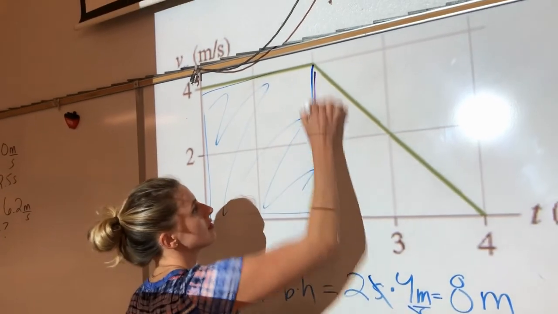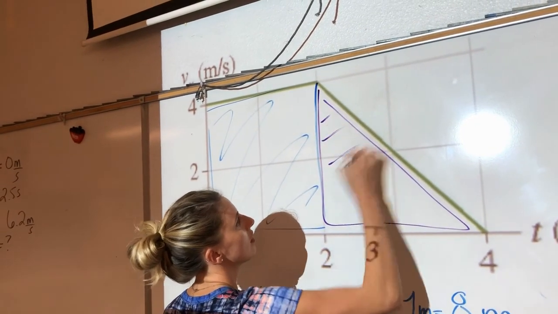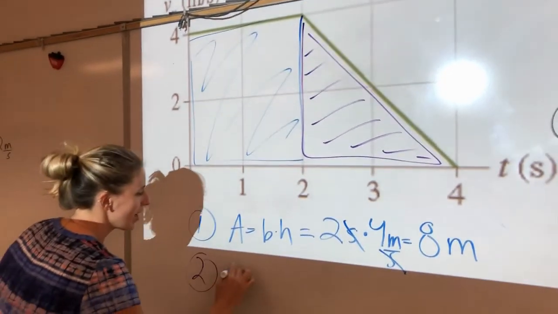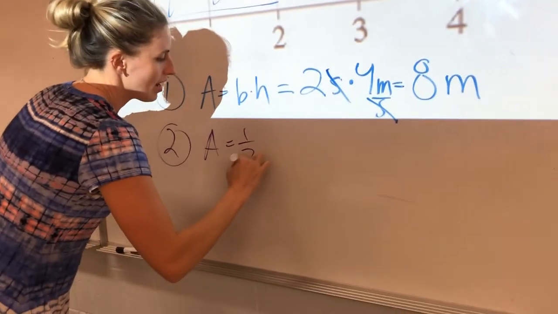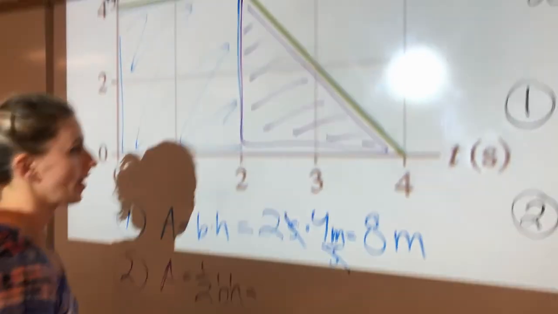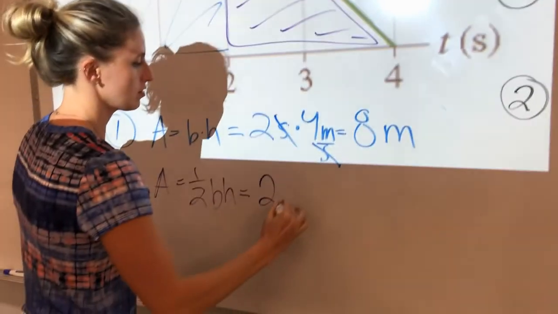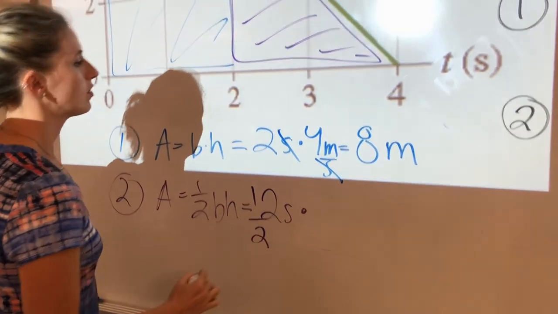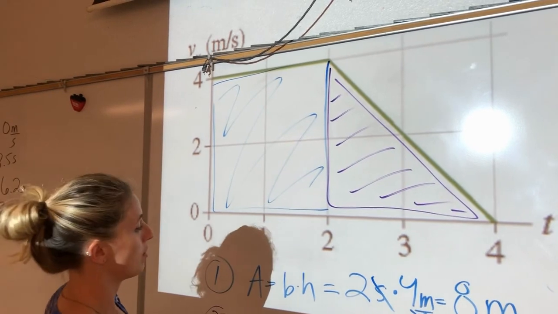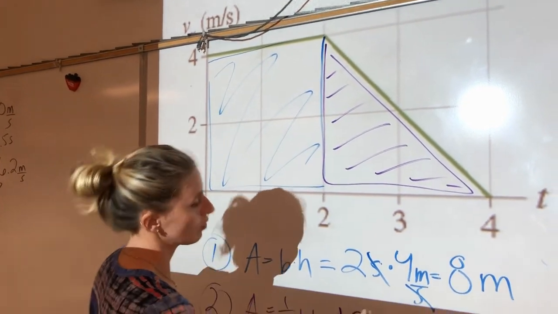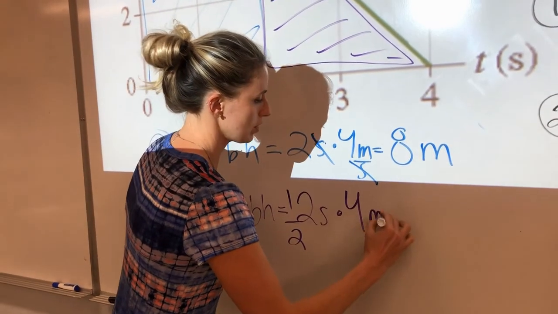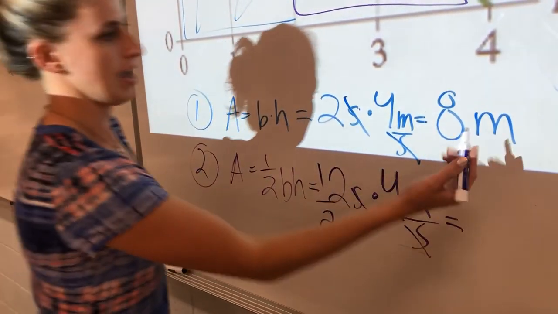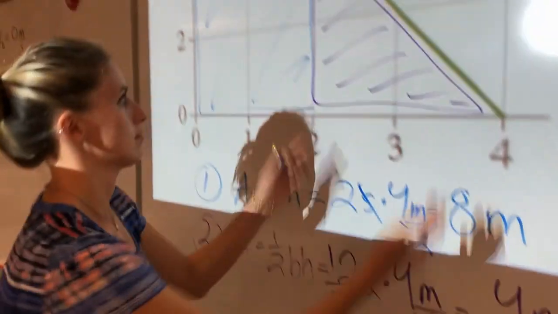Okay, for my next trick. What shape is this? It's got 3 angles. What do you call those? Triangle. Okay, so area of this is 1/2 base times height. Again, base is 2 seconds, 1/2 times base times height, and my height is 4 meters per second. Cancel, cancel. Now this makes sense. It's 4. It's half the same, right? Okay, because it's just cut in half.